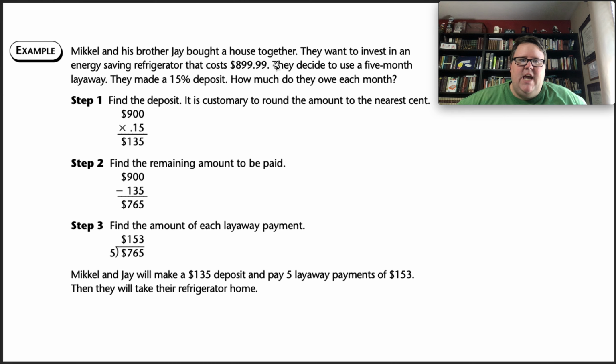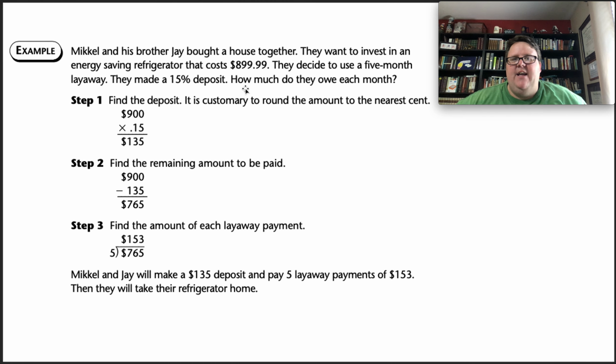Mikhail and his brother Jay bought a house together. They want to invest in an energy-saving refrigerator that costs $899.99. They decide to use a 5-month layaway. They made a 15% deposit. How much do they owe each month? So the first thing that they're going to do is when it says 99 cents, we're just going to round that up to the next dollar. Makes things much easier, and it's customary. That's what you end up doing anyway.